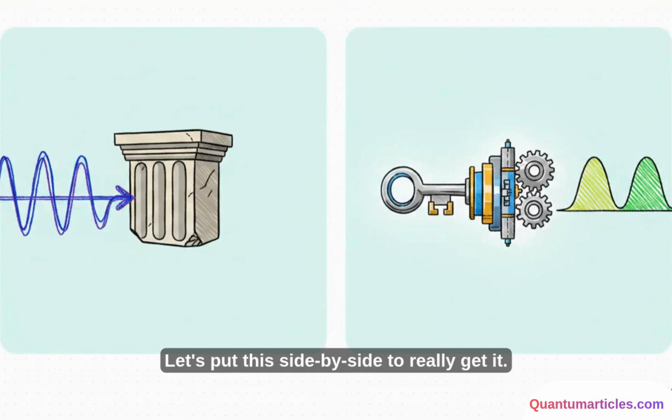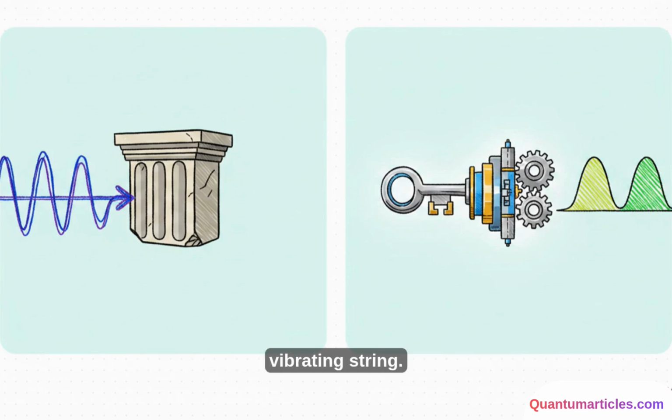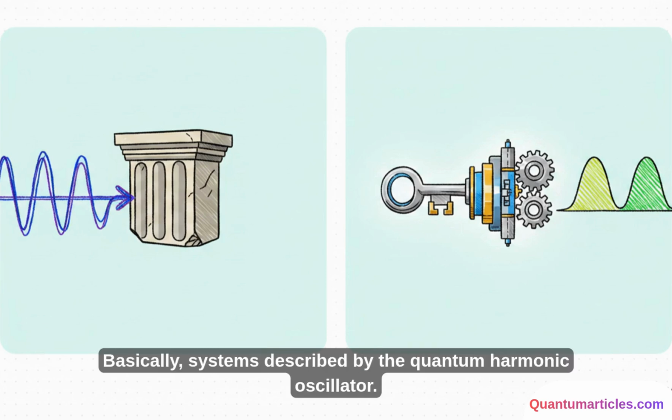Let's put this side by side to really get it. The Quantum Fourier Transform, the QFT, is an absolute pillar of quantum computing. It's the engine behind huge algorithms like Shor's. The QHT is designed to be just as fundamental, but for a totally different class of problems. It lets us switch our perspective to see a problem in the language of Hermite states. You can think of these as the natural states for systems that act kind of like a pendulum or a vibrating string, basically systems described by the Quantum Harmonic Oscillator.